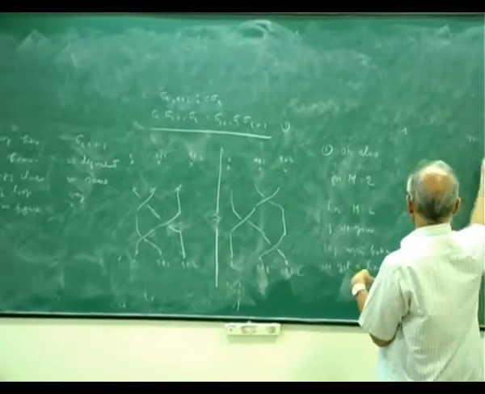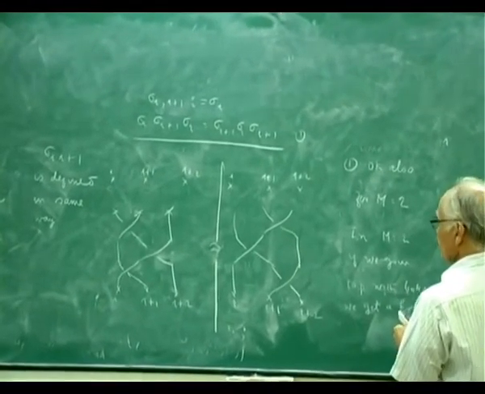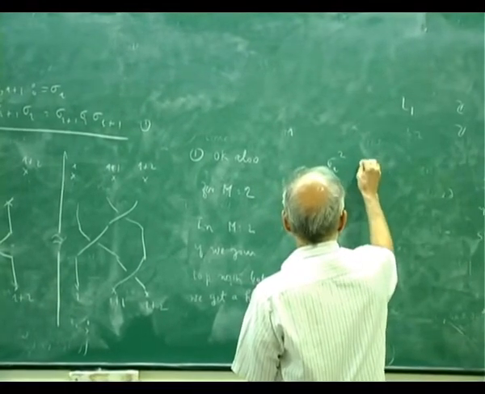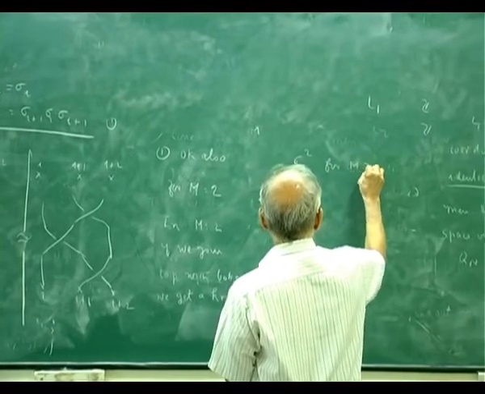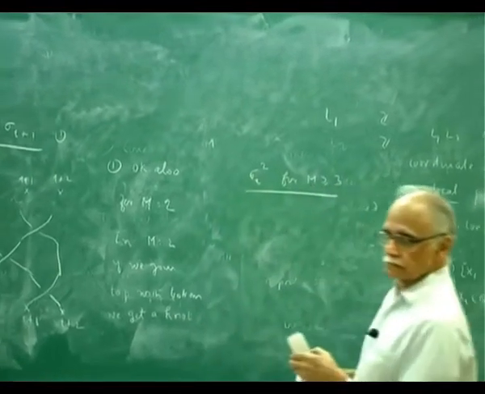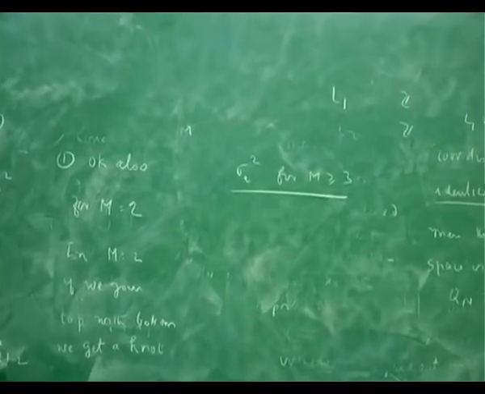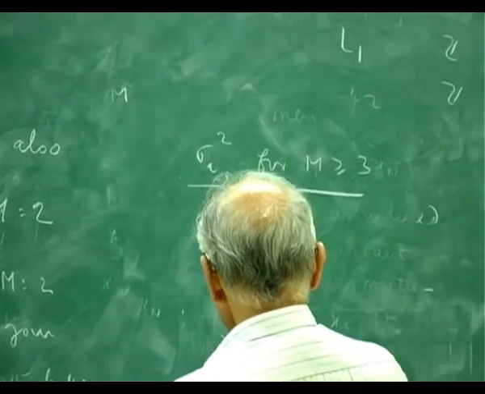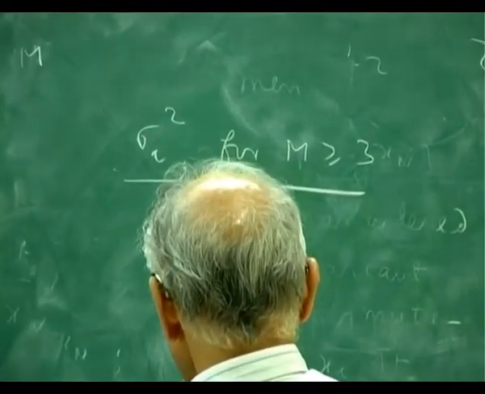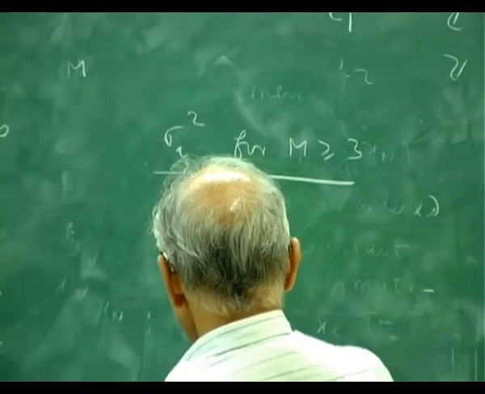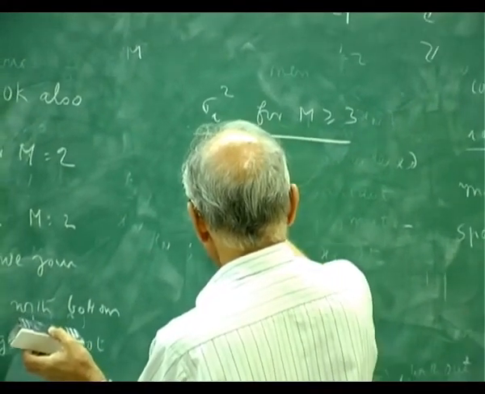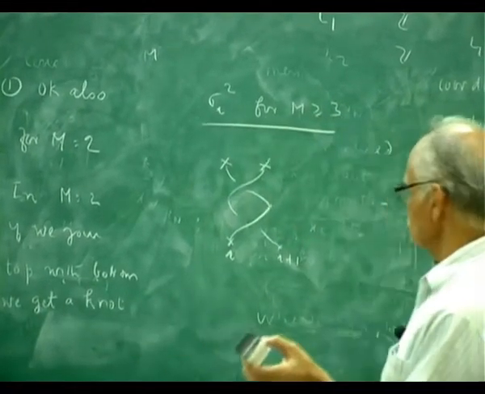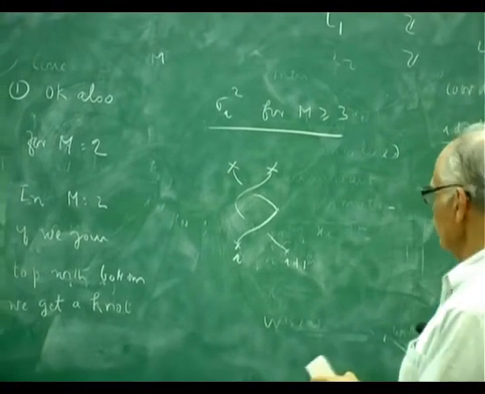Now, what happens to sigma_i squared for m larger than or equal to 3? This is where the difference comes. For m, what am I doing? This corresponds to i plus 1, right? Now I am going upstairs here. This is what I am doing, right? Twice.